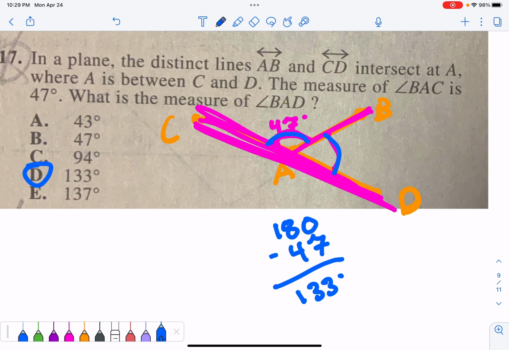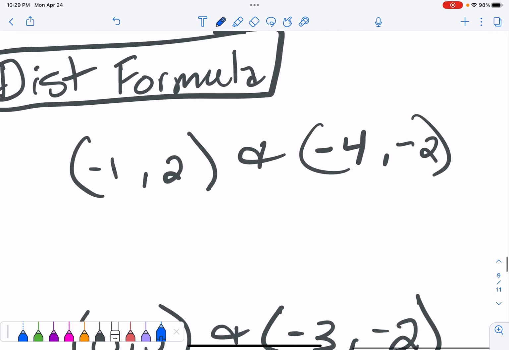Like, I screwed up on my picture to begin with. I screwed up on my picture multiple times because this is obviously not 47. But draw a picture. It at least will give you an idea of what you're looking for. Okay. All right. Last thing.